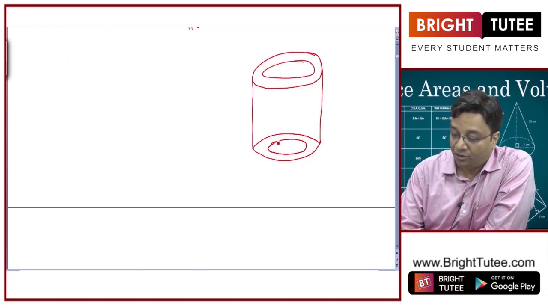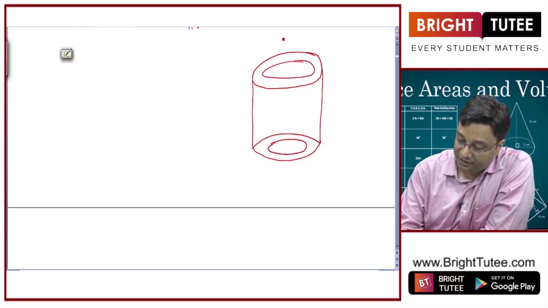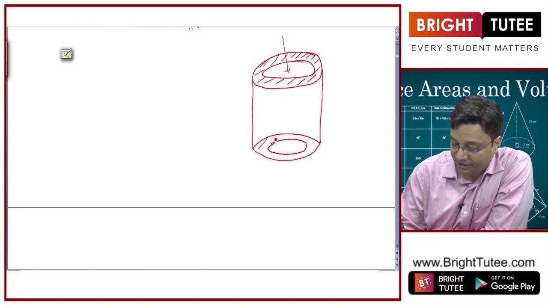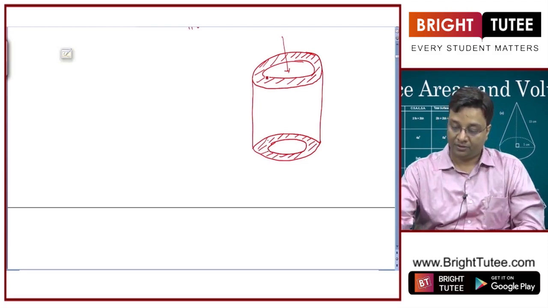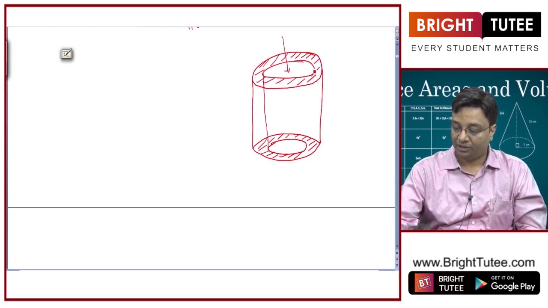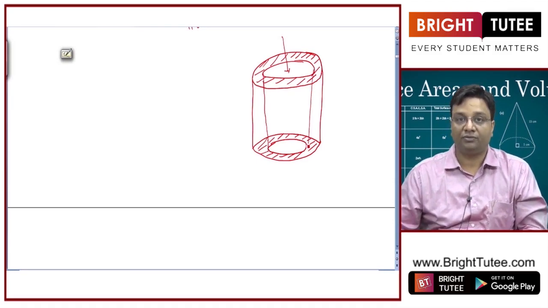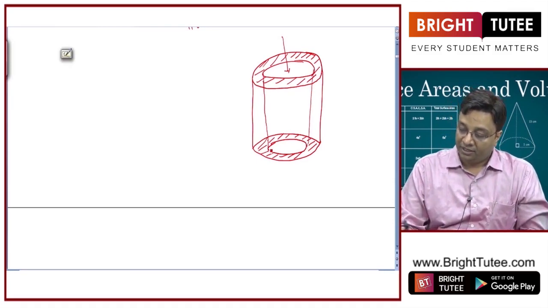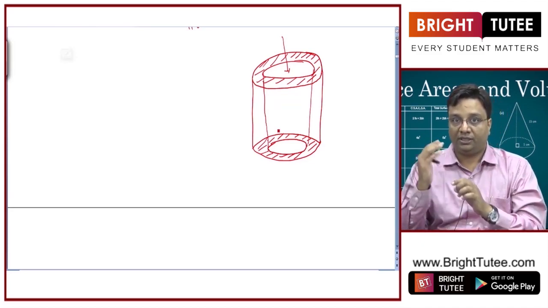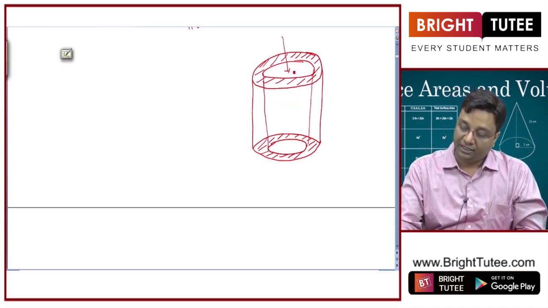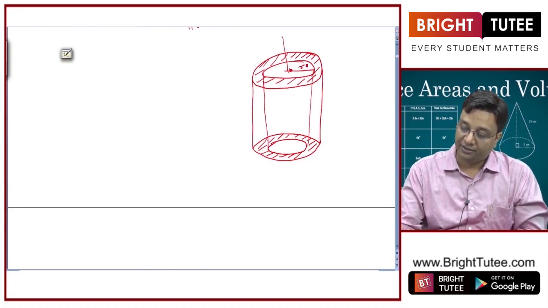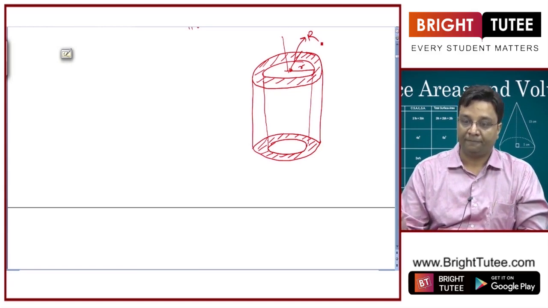Right, I beg your pardon, this is a hollow cylinder where the inside is hollow, but this metallic portion is there. So if you need to talk about its volume, what will be its volume? The inside, let us say this radius is r and this external radius is capital R, okay.